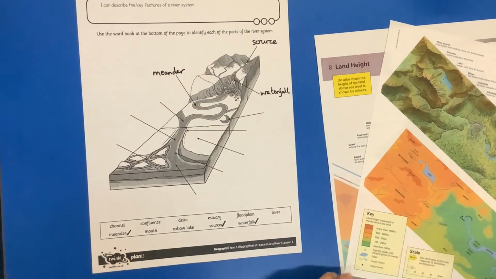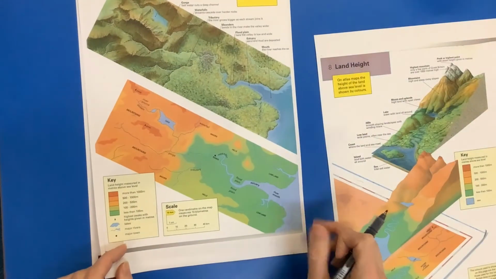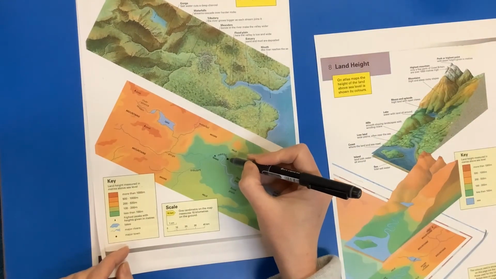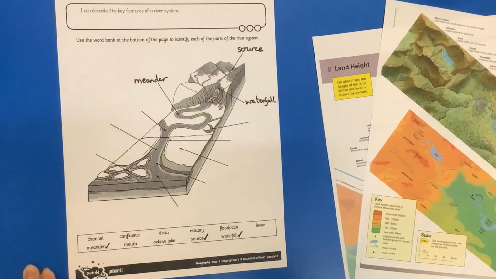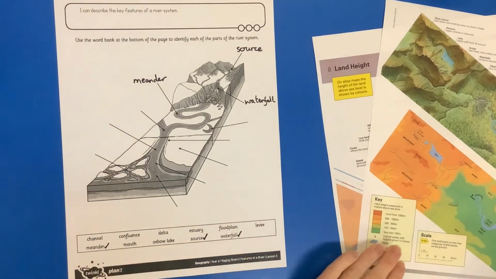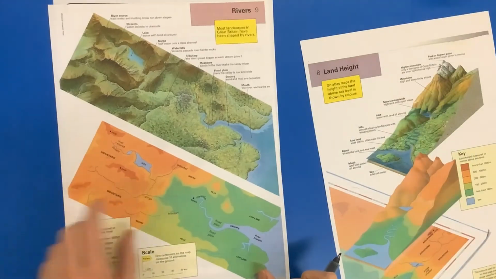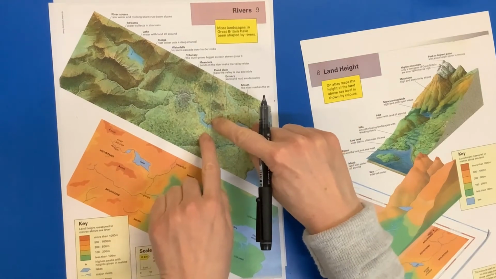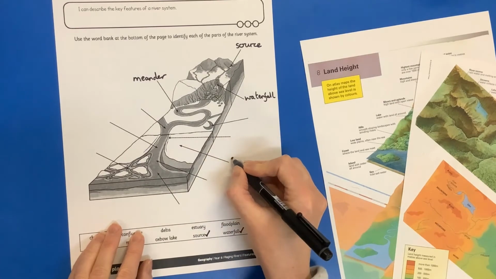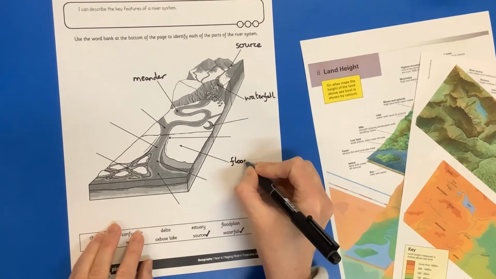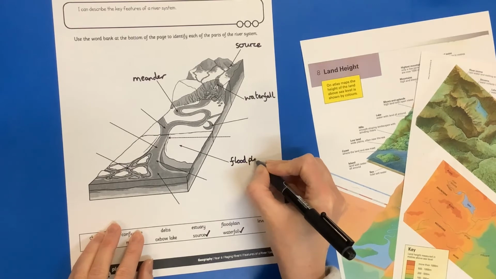And of course, at any point, I can double check on my sheet here. Oh yes, look, this is the meander. It's going round the curve. Okay, we also learned about the floodplain, didn't we? Now I know, looking at my map, that the floodplain is actually going to be on the land. It's on the land at the side of the river. So this arrow is pointing to the land. So that must be the floodplain.